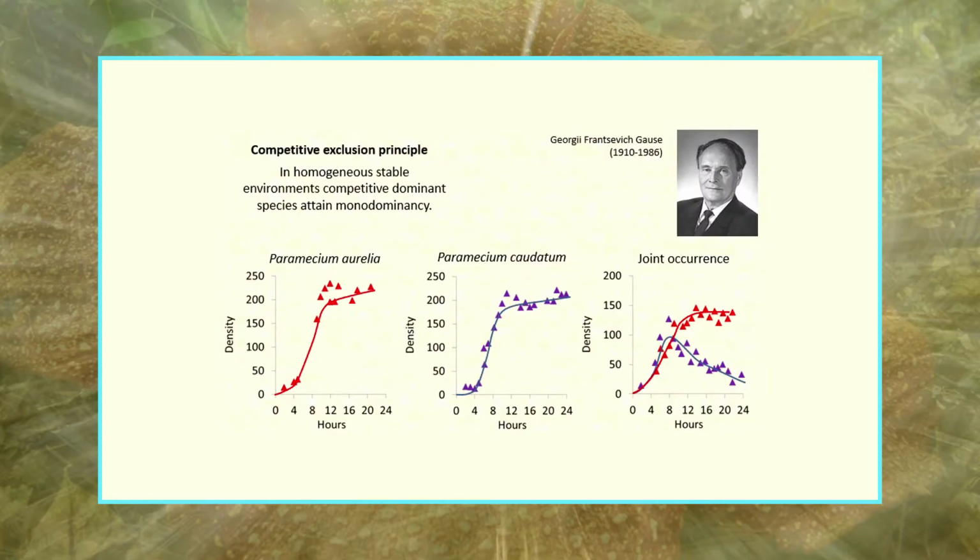Gause studied the growth patterns of two species of Paramecium, Paramecium aurelia and Paramecium caudatum, when cultured together and separately. Each species had a sigmoidal growth pattern when grown separately. However, when both species were grown together, their growth patterns were sigmoid in the first week, but later there was a gradual increase of Paramecium aurelia and gradual decrease of Paramecium caudatum. This experiment confirmed the competitive exclusion principle.